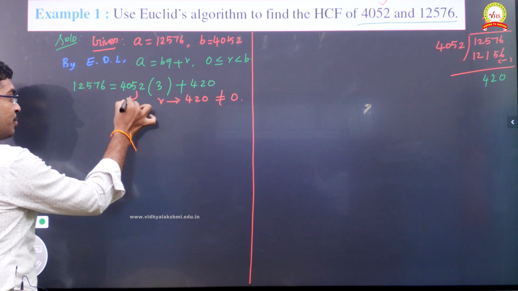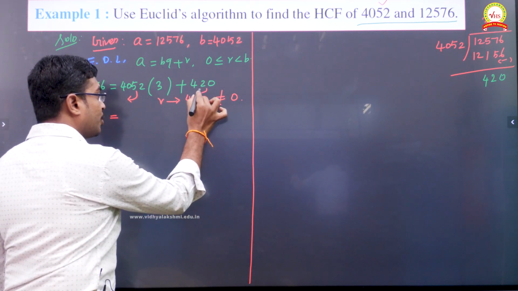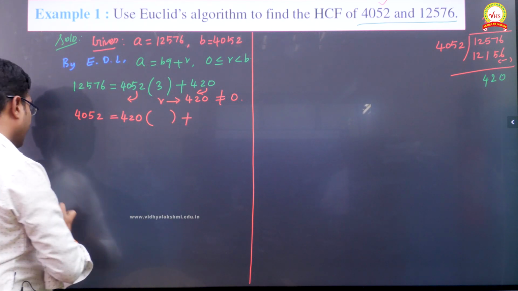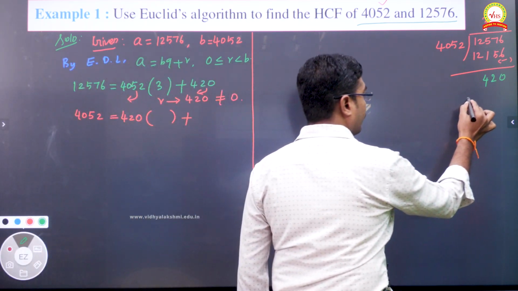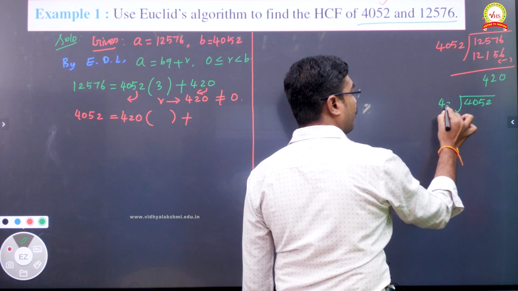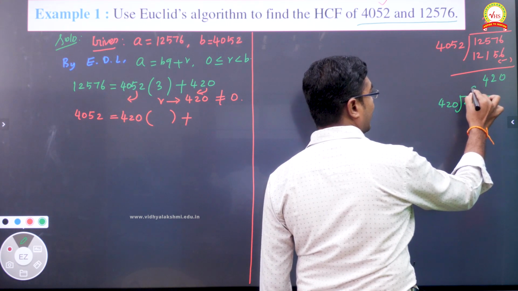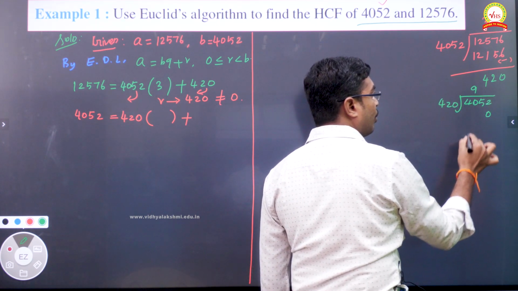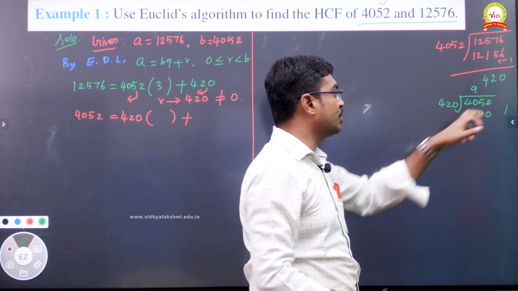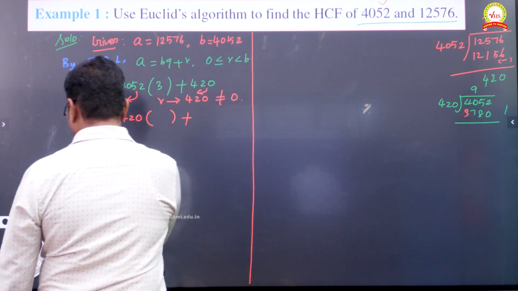Now I am going to take 4052 as the dividend and 420 as the divisor. Now we are going to divide it. Next, I am going to put 9. 9 into 0 is 0. 9 2s are 18, remainder 1. 9 4s are 36. 36 plus 1 is 37. Okay, dears. So, subtract the value.